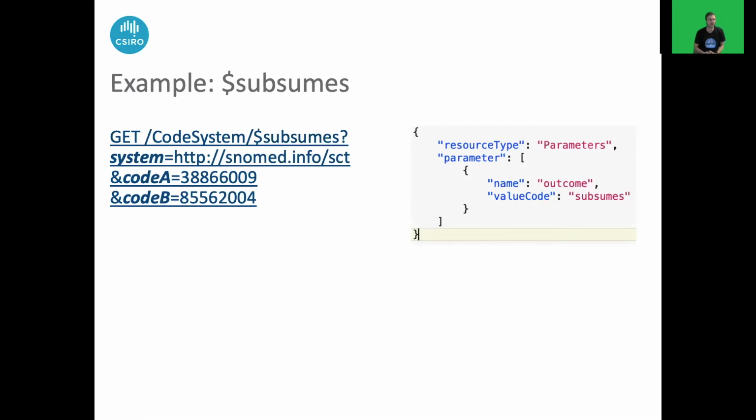So here's an example of that. We're going to pass in this subsumes request to the server. The system for the request, both codes in a subsumes request have to come from the same system, so we only have to provide that once. We're going to pass in two SNOMED codes, and in this case, I think this is body parts and hand, or two body parts that do have a subsumption relationship. So when we make that request, the server comes back and says, the result of this operation is subsumes. So code A subsumes code B.